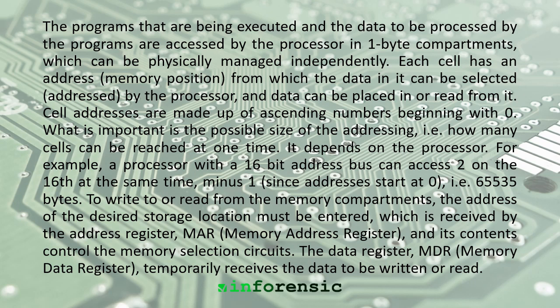Cell addresses are made up of ascending numbers beginning with 0. What is important is the possible size of the addressing, i.e., how many cells can be reached at one time. It depends on the processor. For example, a processor with a 16-bit address bus can access 2^16 - 1 cells, since addresses start at 0, i.e., 65,535 bytes.